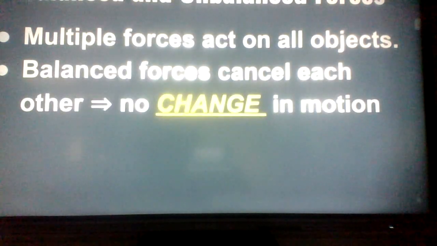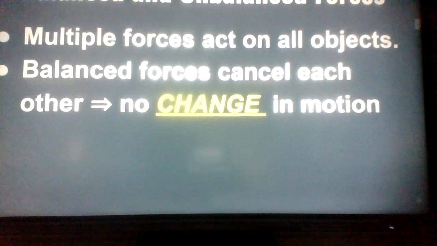There are always multiple forces acting on all objects. If there's no motion, well, that means all the forces are balanced. The forces cancel each other, so there's no change in the current state of motion. I want you to emphasize the word change in this definition. Notice that I highlighted that because here's why.